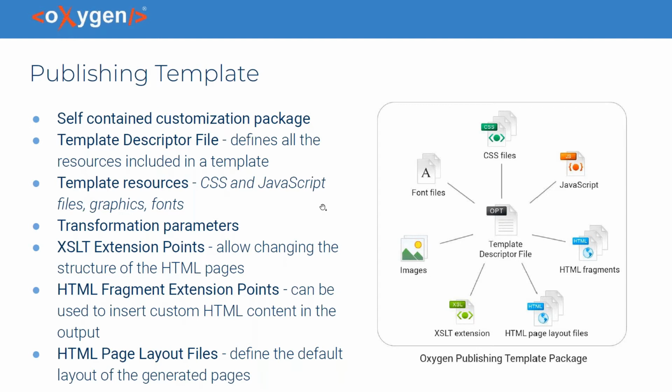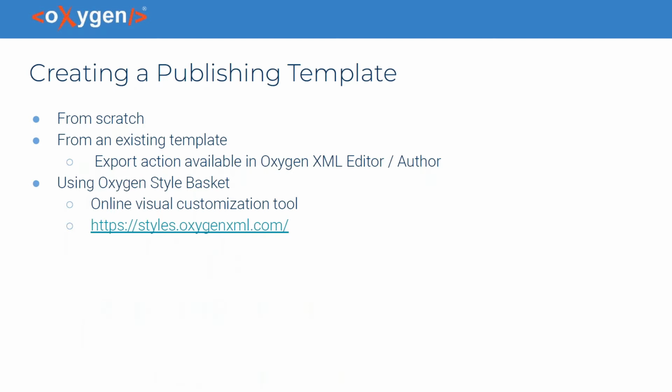The template descriptor file must have the OPT file extension and must be located in the template's root folder. The easiest way to create a new publishing template is to select an existing template in the transformation scenario dialog box and use the Save Template As button to save that template into a new template package that can be used as a starting point.